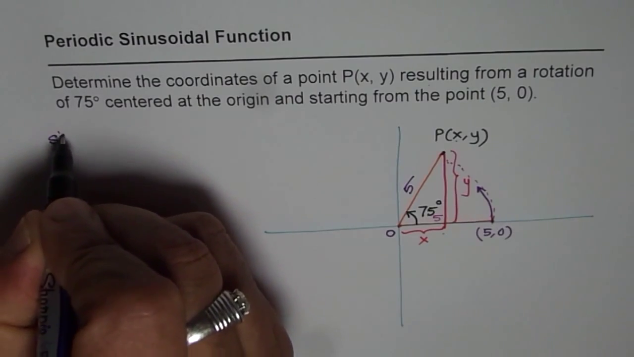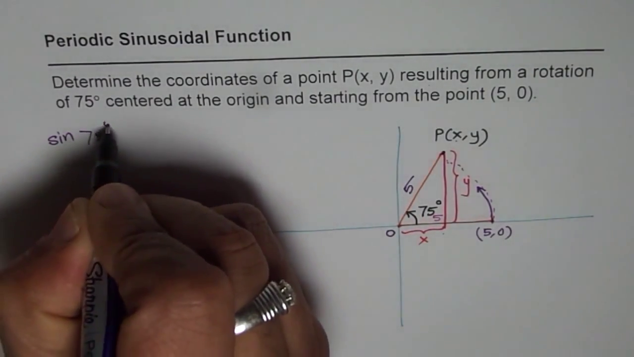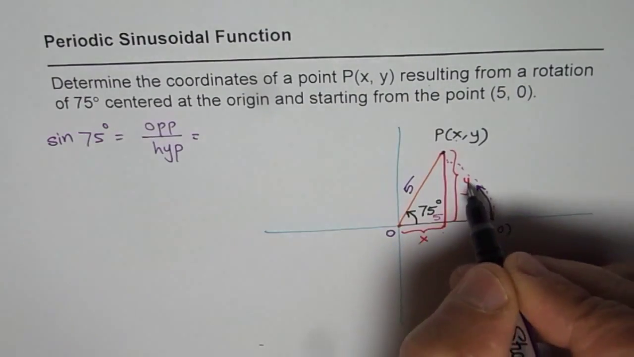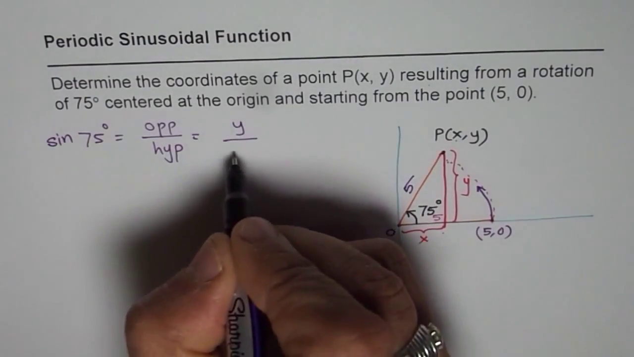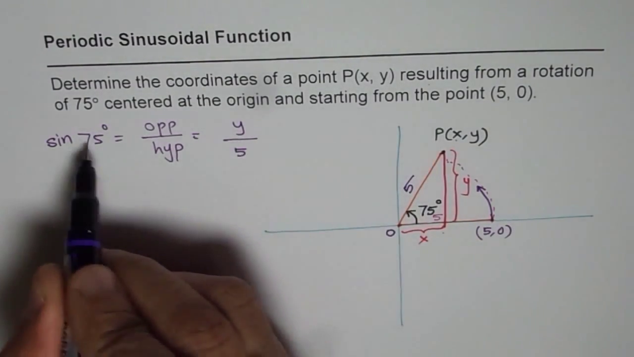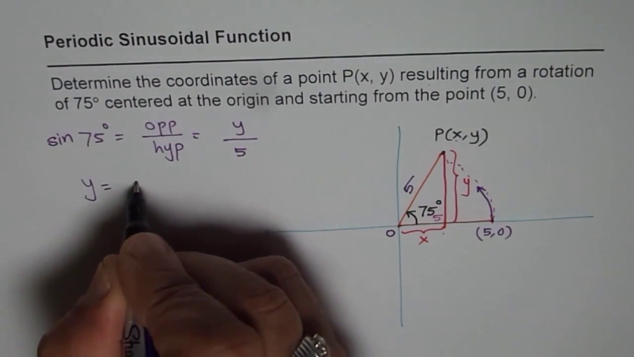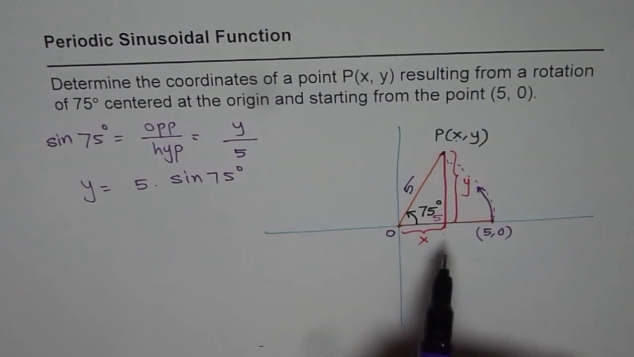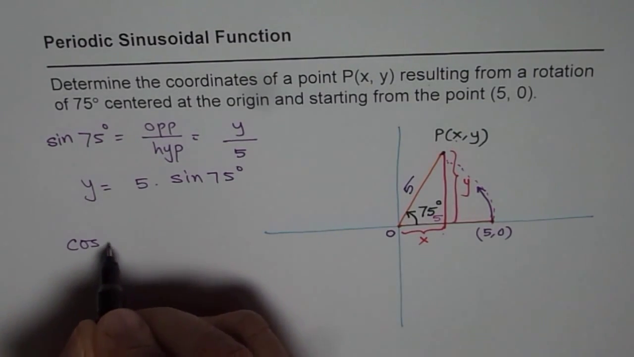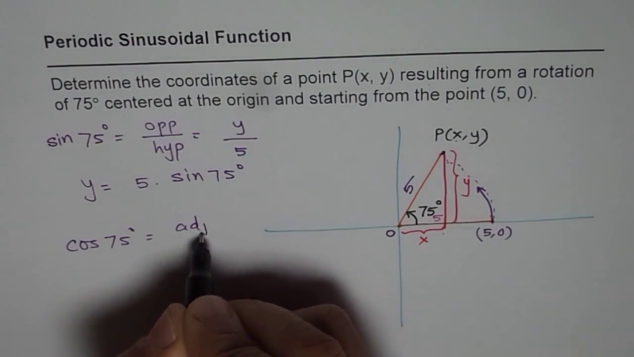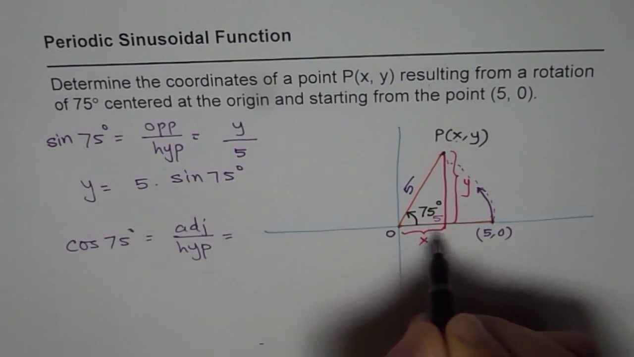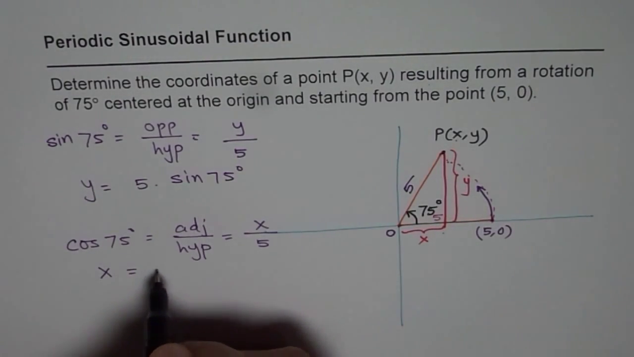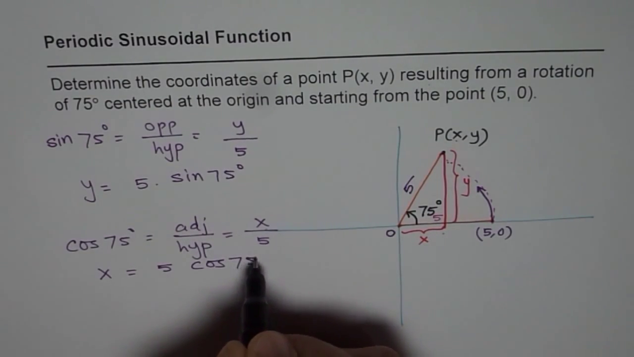You know what is sine of 75 degrees in this case? Sine of 75 degrees will be opposite side over hypotenuse. Here you can see opposite side is y and hypotenuse is 5. So from here we can rearrange, cross multiply and find y. So we get y equals 5 times sine of 75 degrees, correct? Similarly, we can also find the value of x by using cosine ratio. So cos of 75 degrees, as you know, is adjacent over hypotenuse, right? So that is, adjacent side is x over 5, the radius, right? So from here we can find x equals 5 times cos of 75 degrees, correct?